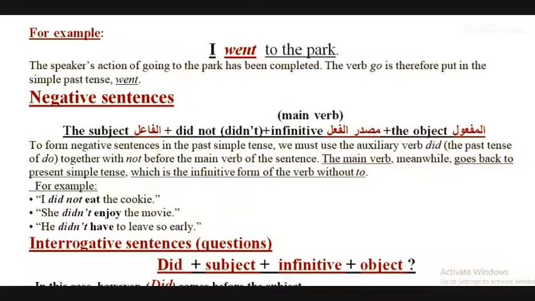For negative sentences, we start with the subject plus did not, didn't, plus infinitive plus the object. To form negative sentences in the past simple tense, we must use the auxiliary verb did, the past tense of do, together with not before the main verb of the sentence. And the main verb, meanwhile, goes back to the present simple form, which is the infinitive form of the verb without to. For example, I did not eat the cookie. She didn't enjoy the movie. He didn't have to leave so early.